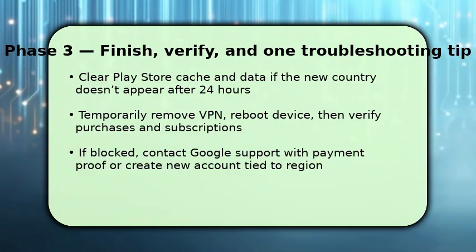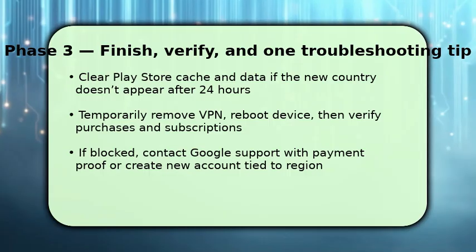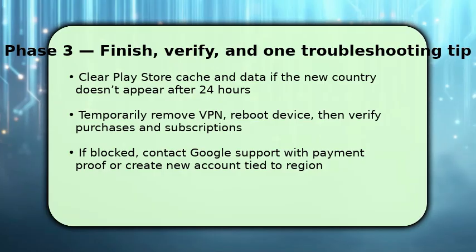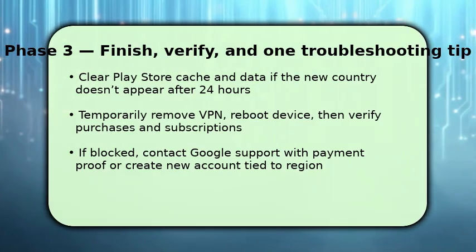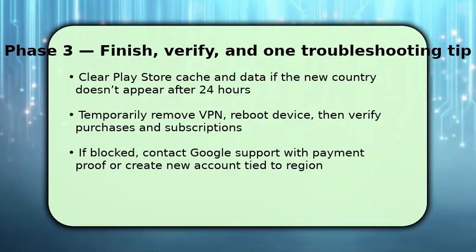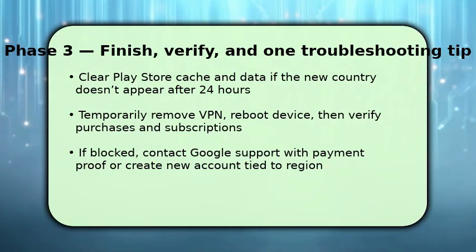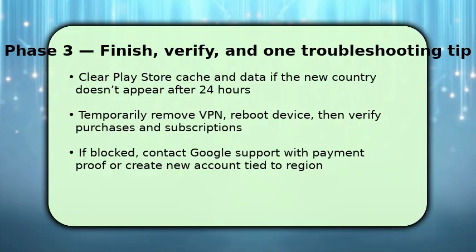Once visible, remove VPN and confirm purchases, subscriptions, and app availability. Some content shifts regionally. If the change fails or errors persist, gather screenshots of payment profile and address, then contact Google support. Explain the billing proof. Alternatively, create a new account registered to the target country. If blocked, consider using the correct local payment method as the decisive fix.